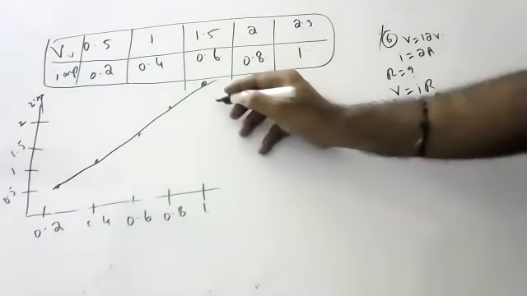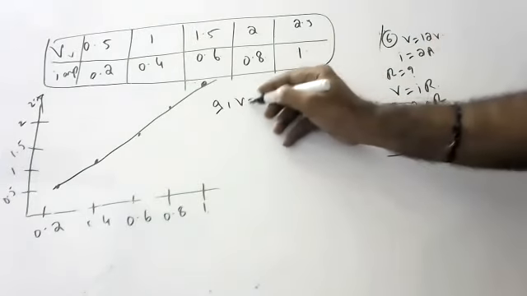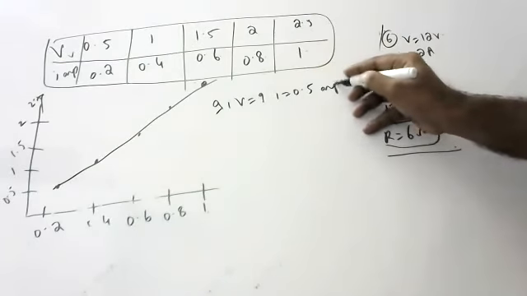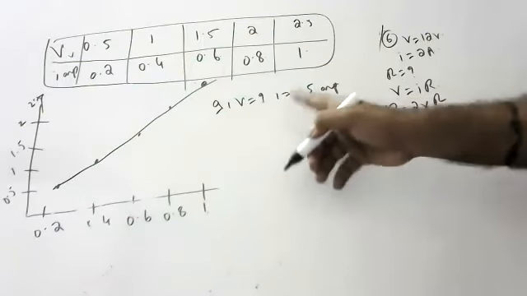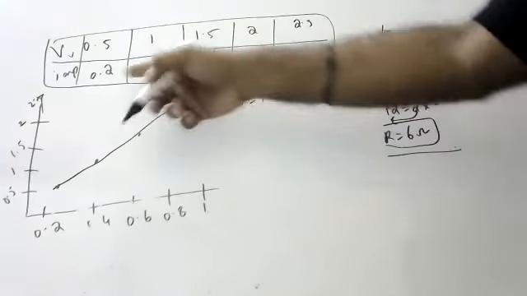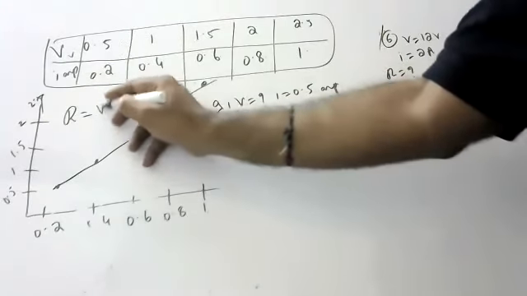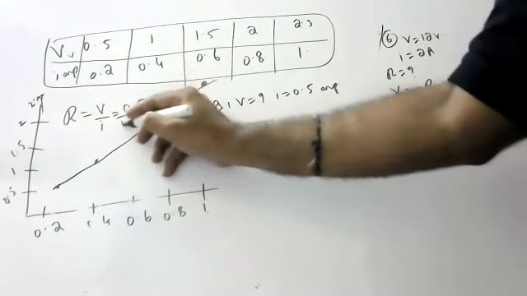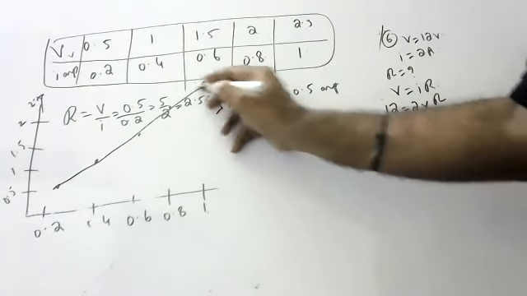Now the questions. First question is based on this. Find potential difference when current is 0.5 amperes. For this question, first you have to find resistance in this graph. Can anyone tell how to find resistance? Resistance is equal to V by I. So 0.5 by 0.2, that is 5 by 2. That is 2.5 ohms.